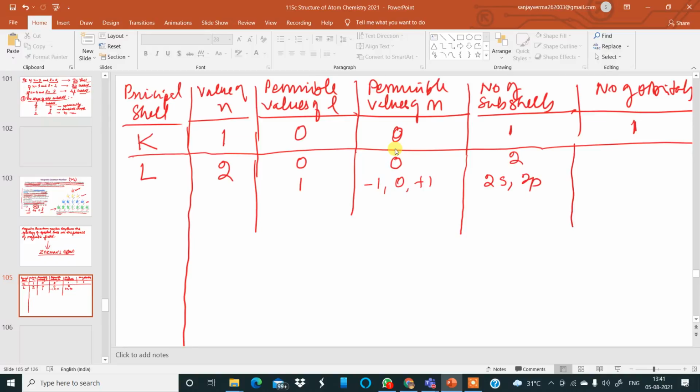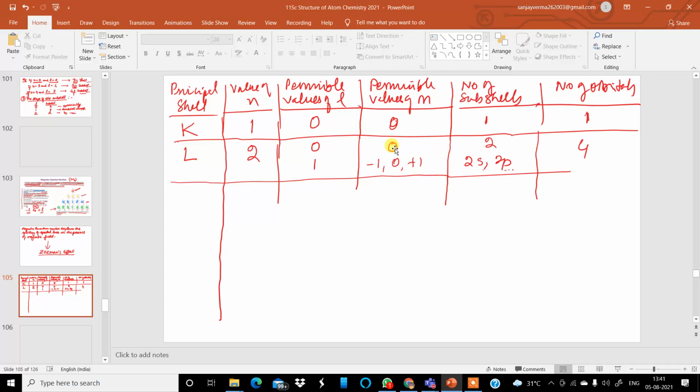Then if I count the total number of orbitals, it comes to 3 for p orbitals, px, py, pz, and s is 1. So it is becoming 4. Total number of orbitals is 4. So this is the total number of permissible combinations for the L principal shell.